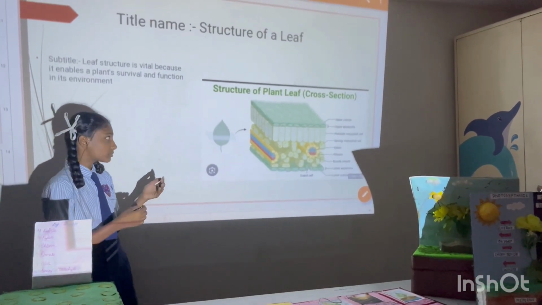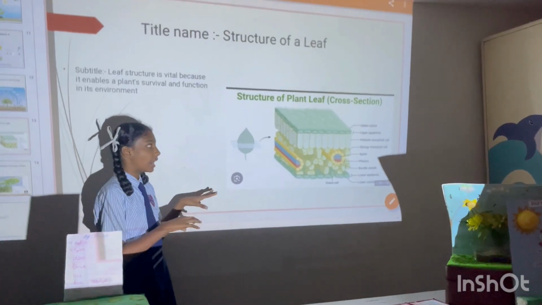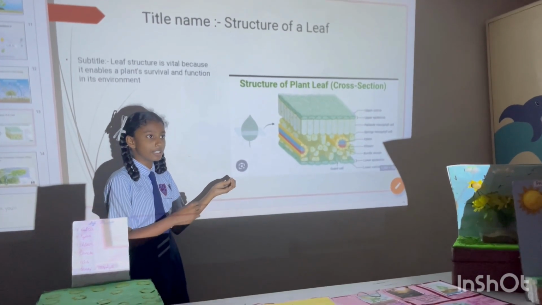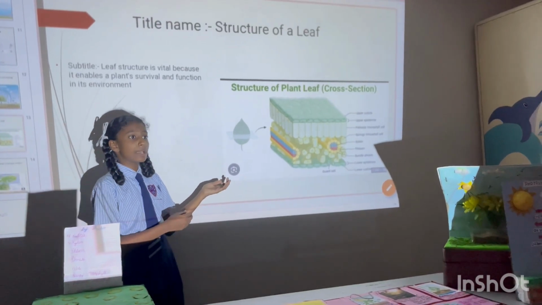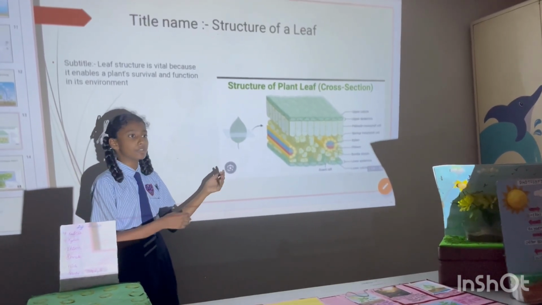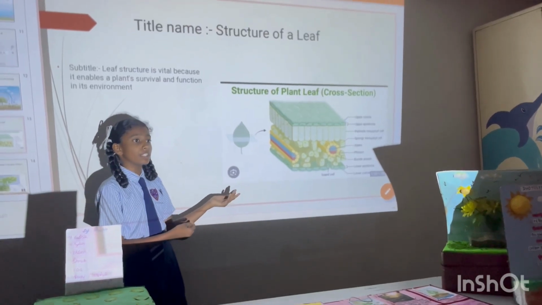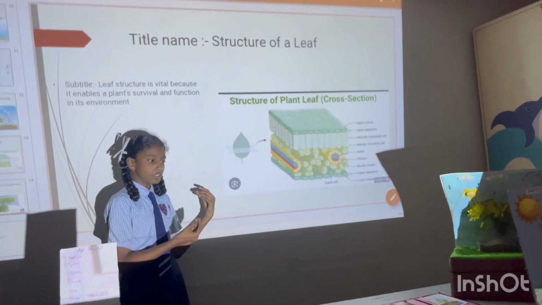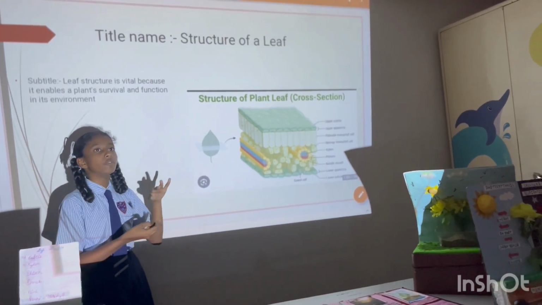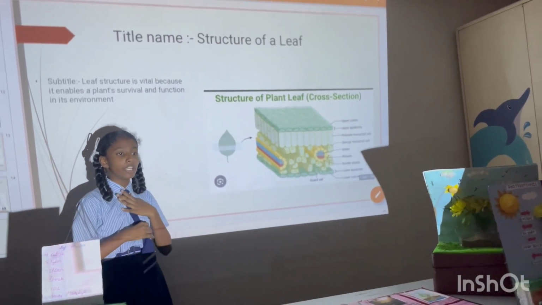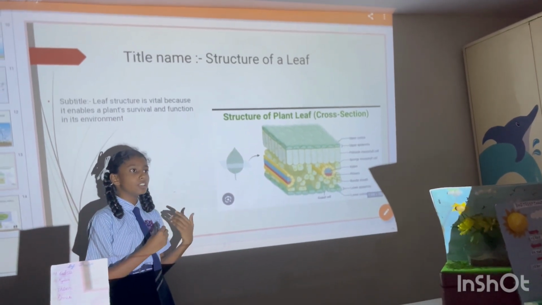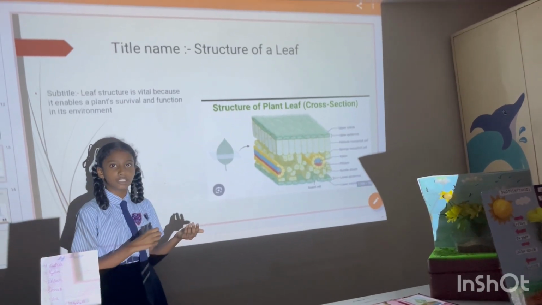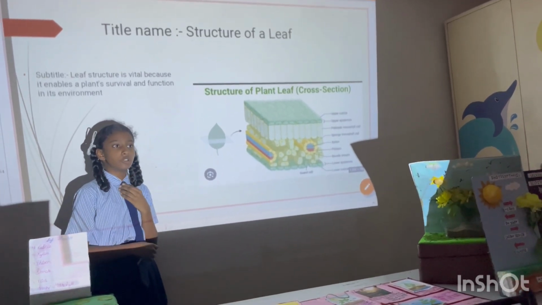The most important part: inside the leaves there are cells called chloroplasts. These contain chlorophyll, the green pigment that captures the sun's energy, which starts the process of making food in photosynthesis. In this way, chloroplasts, veins and stomata all work together to make food in photosynthesis. Through this, glucose is also made.